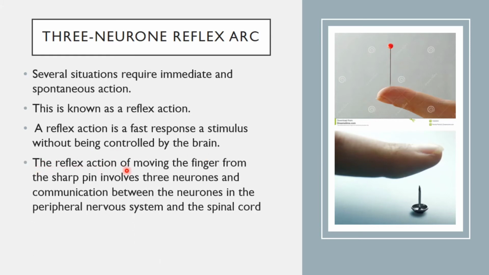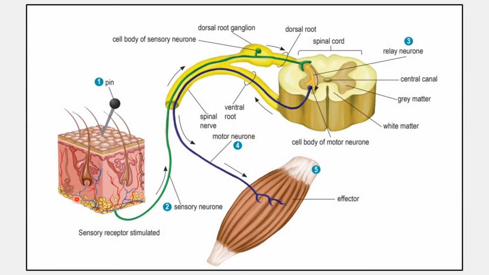The reflex action of moving the finger from the sharp pin involves 3 neurons: sensory neuron, relay neuron, and motor neuron. Communication between the neurons in the peripheral nervous system and the spinal cord. The nerve pathway involved in a reflex action is called the reflex arc. And this figure shows the 3 neuron reflex arc.